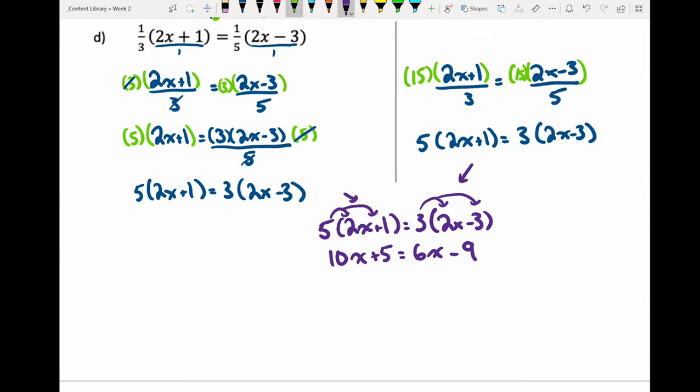I have x's on both sides of the equal sign, so I do need to get them to one side. So I'm going to minus the one side by 6x, minus the other side by 6x to balance it out. Cancels out, so 4x plus 5 equals negative 9.